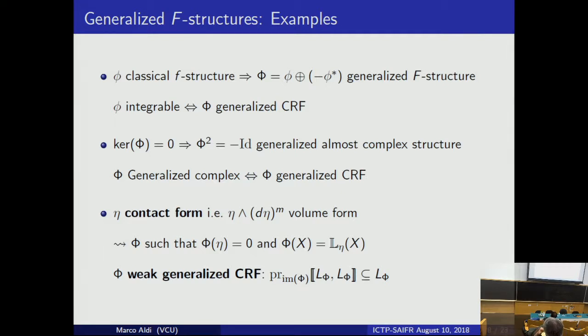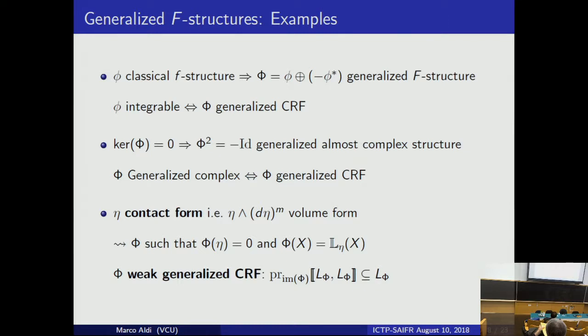Moreover, just as in the classical case, if the kernel of capital Phi is equal to 0, then you have a generalized almost complex structure in the sense of Gualtieri, and this will be a generalized complex structure if and only if capital Phi is a generalized CRF structure. So we already see from these two examples that generalized CRF structures are common generalizations of classical F structures and generalized complex structures.